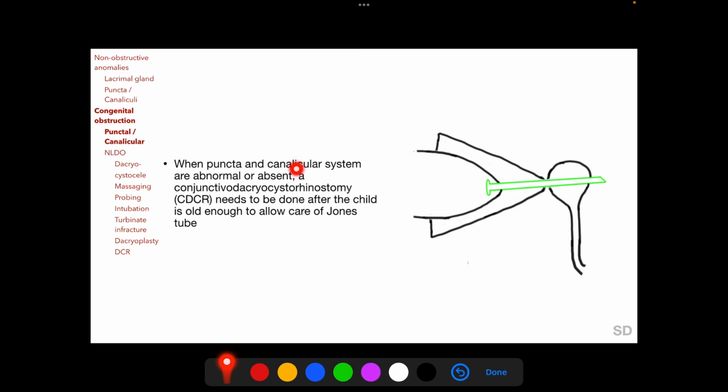When puncta and canalicular system are abnormal or absent, a conjunctivodacryocystorhinostomy, also called CDCR, needs to be done, in which a channel is created from the conjunctival sac near the medial canthus through the lacrimal sac into the nasal cavity, and a Jones tube is inserted into this channel. A CDCR can be done only when the child is old enough to allow care of the Jones tube, because the Jones tube needs to be periodically removed, cleaned and reinserted. We will be discussing CDCR in more detail in the next session.